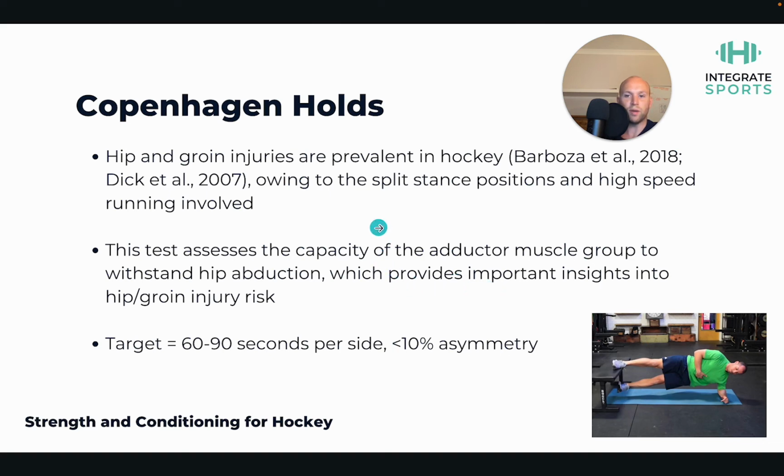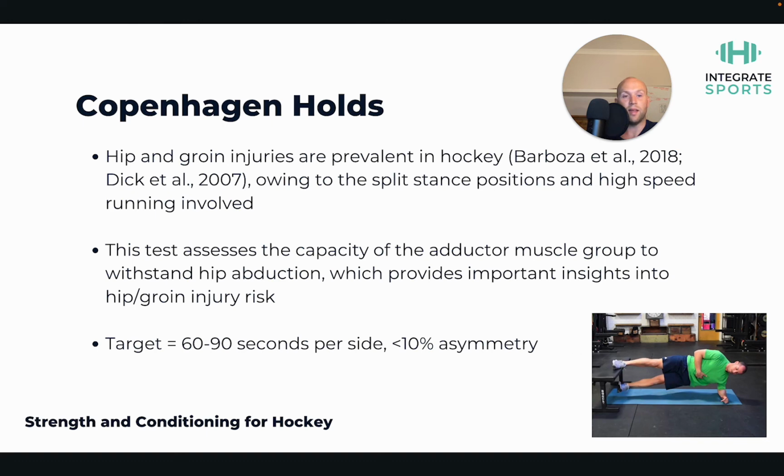And this is important because it provides insights into hip and groin injury risks. So a good target for this would be 60 to 90 seconds per side, and again, less than 10% asymmetry would be a good ballpark once more. Very simply, keeping this position here, a straight line through the leg, trunk, and out through the head. That's the exact position we're trying to hit.